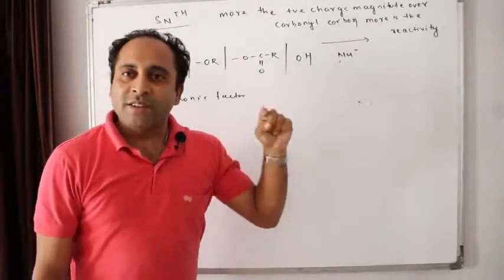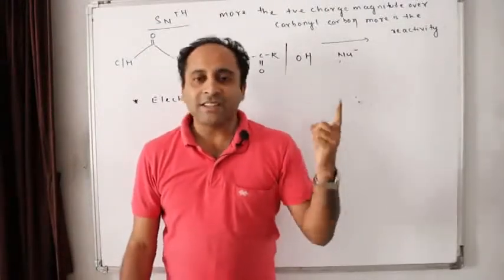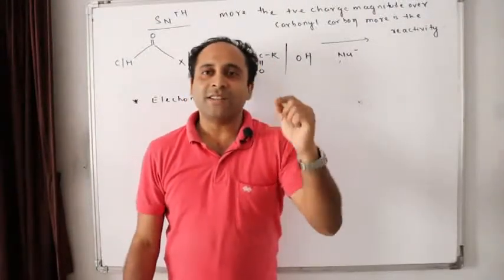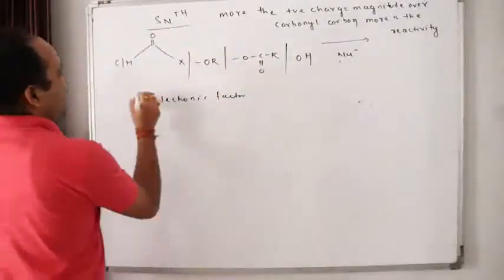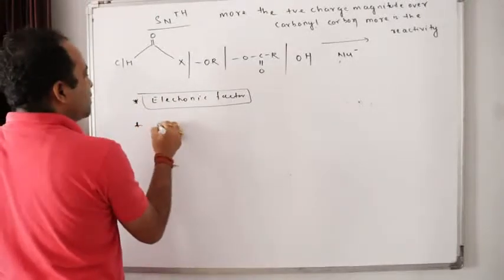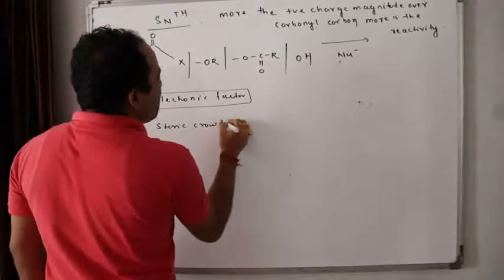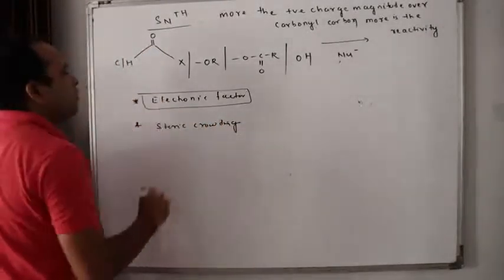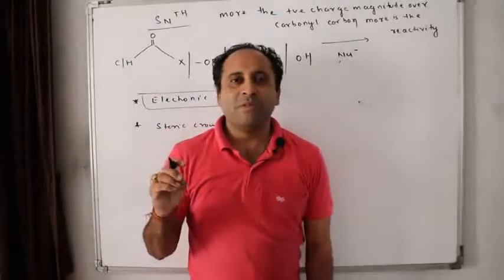Where it was more? It was more in case of acid halides, then anhydrides, then esters, then amides. Okay. Now listen carefully. Electronic factor is discussed. Now the second factor is steric. See, the more the steric crowding, the more the plus I effect, and the less the charge magnitude.